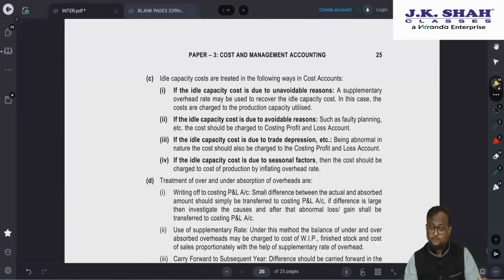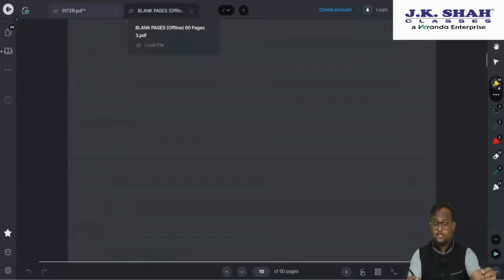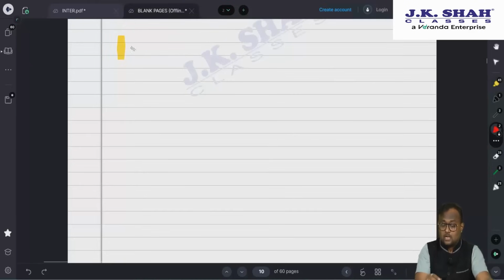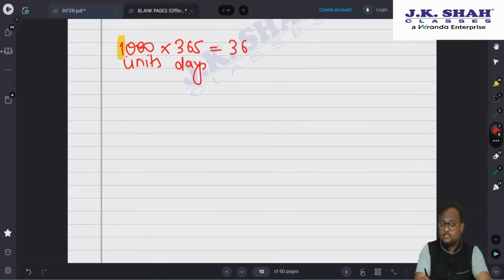Now idle capacity. First of all, what is idle capacity? See, I have a machine which can produce 1000 units per day. So in 365 days, I can produce 3,65,000 units.